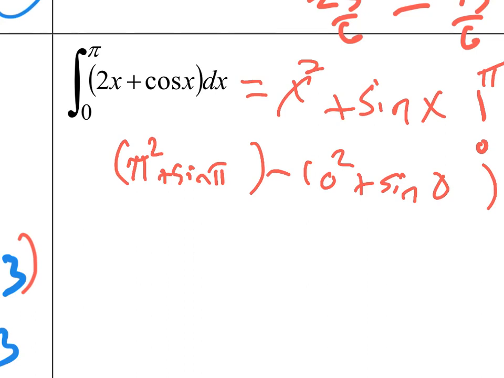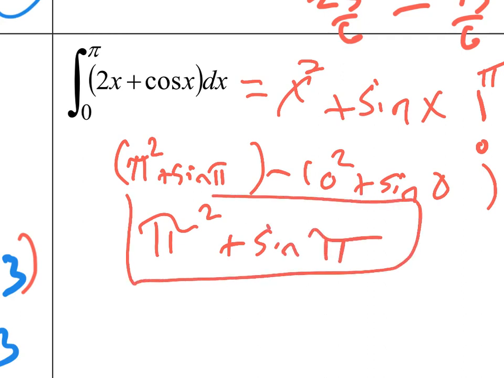What's sine of 0? 0. That whole thing's 0. So I am going to just leave my answer like this, and 0 squared is 0 also. There's a perfectly good answer that the AP test will take.